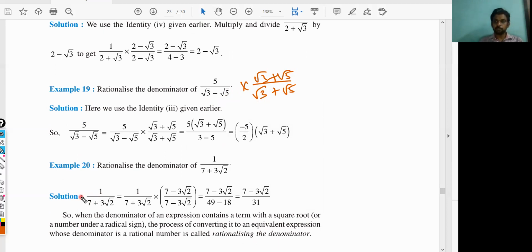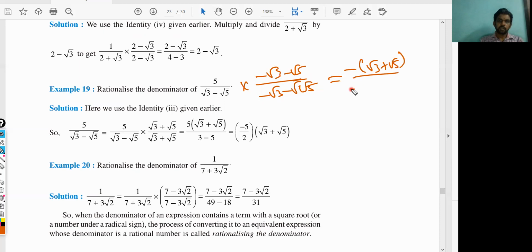Right? So what if I am mistakenly doing it as minus root 3 minus root 5? I'm changing the sign of root 3. So this is minus root 3 minus root 5. So what happens if I'm doing like this? I'll take my negative sign now commonly outside from the numerator and denominator. Minus of root 3 plus root 5, minus of root 3 plus root 5. So anyways, these two get cancelled. So nothing changes here, right?